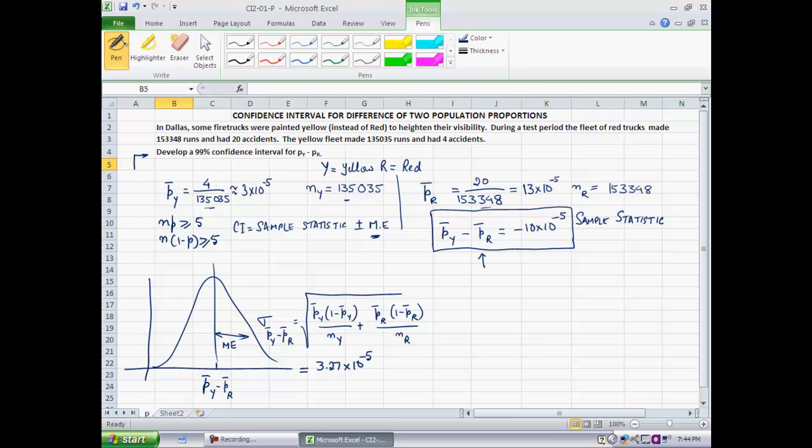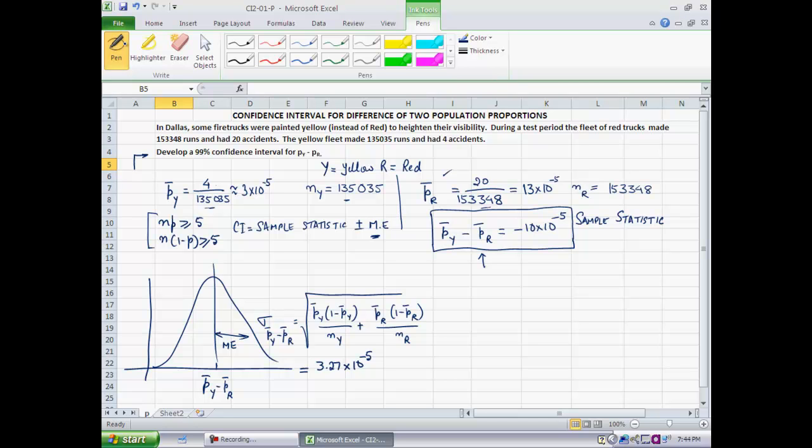We know that if the samples are large enough, then the sample statistic P bar Y minus P bar R has a normal distribution. But are the samples large enough? The two tests that we have to do for each of the samples are n times p greater than or equal to 5, and n times 1 minus p greater than or equal to 5. You can see that these two conditions are comfortably met for the red trucks. n times p for the red trucks is 20, which is certainly more than 5, and n times 1 minus p is way more than 5.